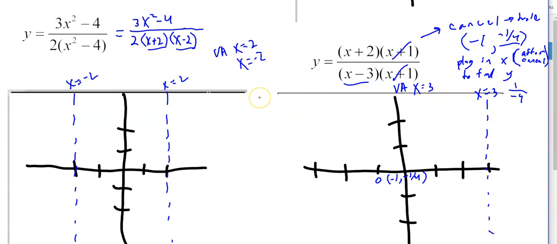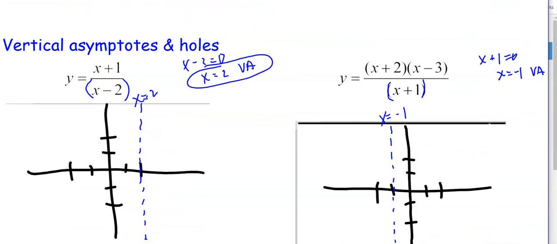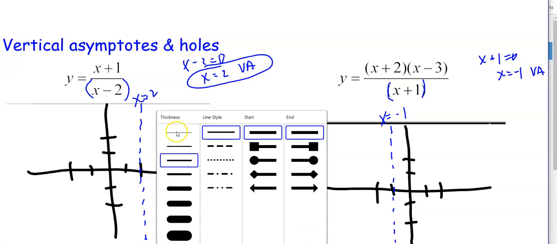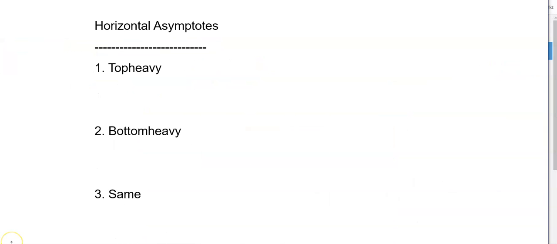Okay, so there are 3 cases for horizontal asymptotes. Now we've done the vertical asymptotes, we've done the holes on this graph. We still haven't sketched the actual graph yet. But let's talk about horizontal asymptotes. With horizontal asymptotes, there are 3 cases. So these are the 3 cases that you might face.